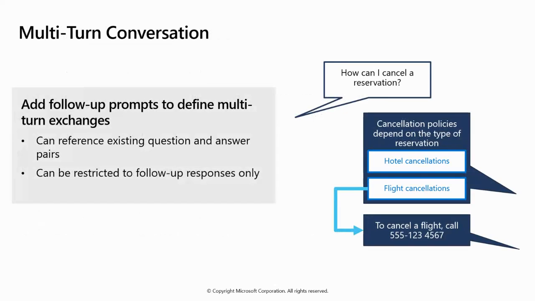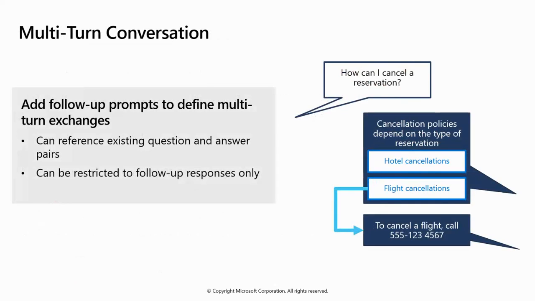The answer could say something like, the cancellation policy depends on the type of reservation. It could also include follow-up questions with links to answers about how to cancel flights and hotels, like this. So, how can I cancel my reservation? And it gives us two options: hotel cancellations or flight cancellations.